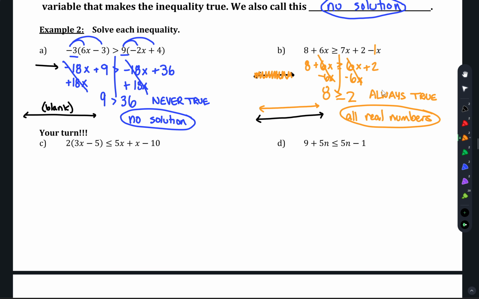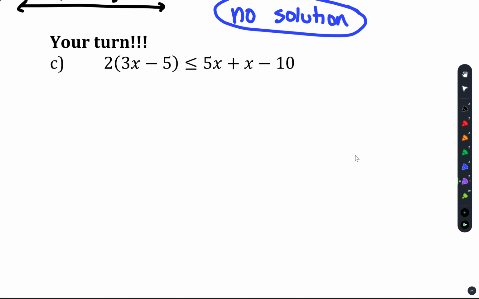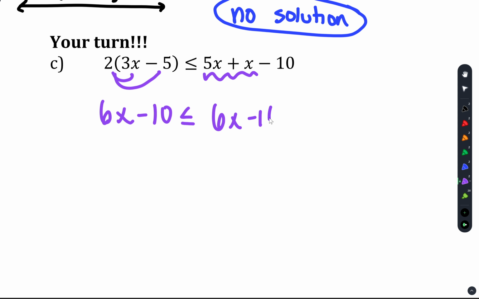Okay, so let's talk about C and D. We're going to go through those together because there's only 2 problems and I think we can manage. So letter C, what do I do first here to simplify? Distribute. 6x minus 10. What can I do on the right side to simplify? Charles? Add the 5x and the x.